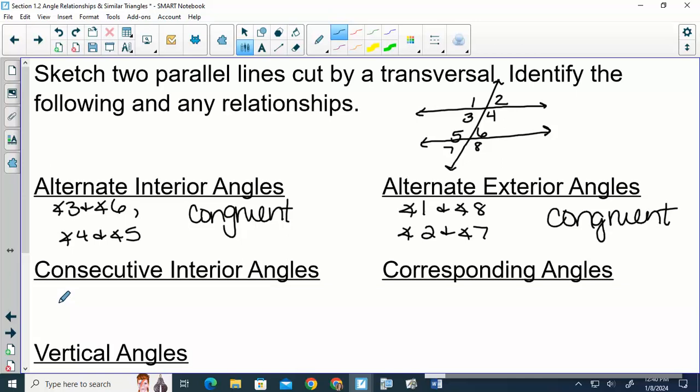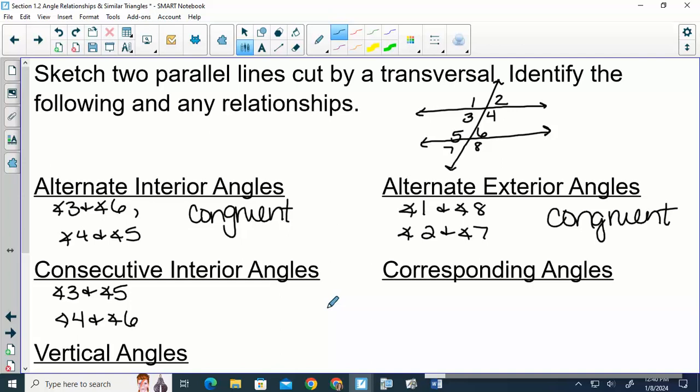Consecutive interior. So consecutive would mean same side. Interior, inside the parallel lines. So that would be 3, 5, 4, and 6. And these are sometimes called same side interior. I'm pretty sure Mrs. Dyer uses consecutive interior terminology.